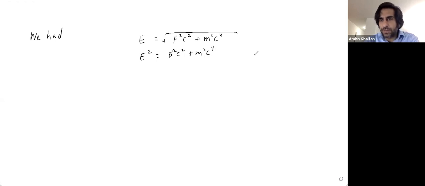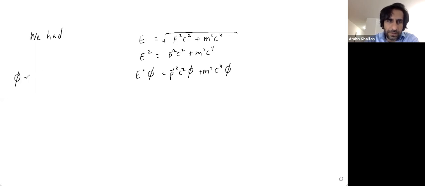Now let's act from the right with a wave function that describes this particle, a single particle wave function. So that we have E squared phi, where phi is our wave function, call it psi if you'd like, equals P squared c squared phi plus m squared c to the fourth acting on phi. So phi is our wave function. It's a function of space and time. So r is a position vector. It has an x, y, and z component, the x position, y position, z position.